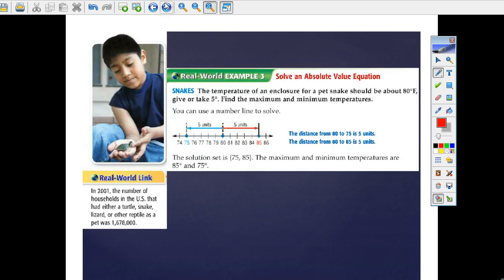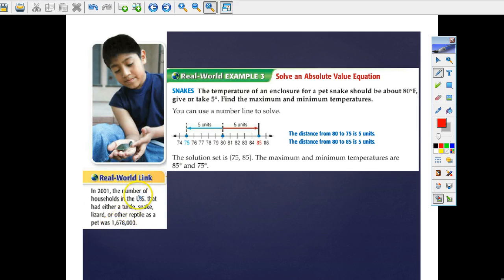Okay, so here is your real world example. Solve an absolute value equation. So here's one about snakes. Here's an interesting fact: in 2001, the number of households in the US that had either a snake, turtle, lizard, or other reptile as a pet was 1,678,000. Okay, that's a lot of people with reptiles as pets.